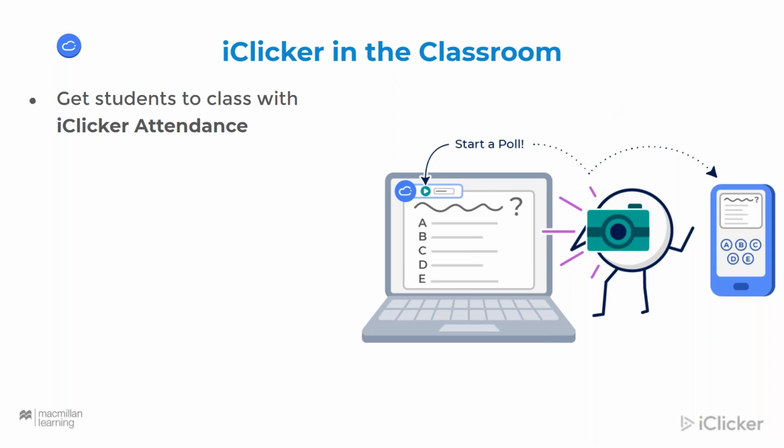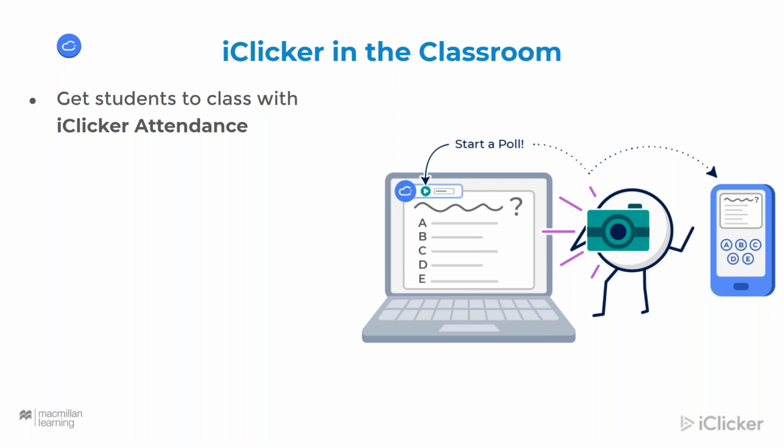The first thing that we can do with iClicker is we can get students to class with iClicker attendance. So every time that you run an iClicker poll, and you can also set attendance to auto run so that you don't even have to ask polling questions every day. What happens is your students come to class, they log into iClicker and they click join class. And what this does is it creates an attendance record for you and for the students.